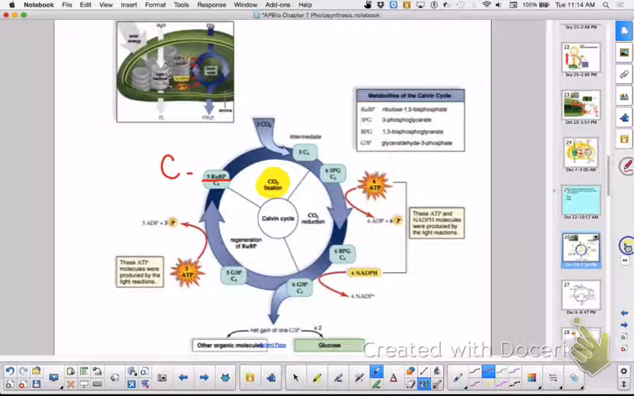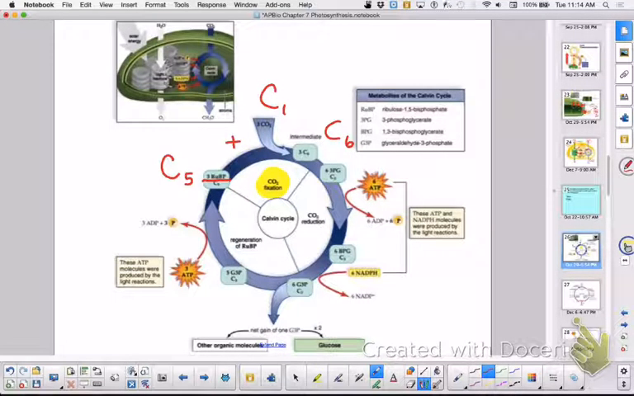You're fixing it, okay? And when you fix it, you're fixing it to something called RuBP. RuBP is a C5 molecule. It has hydrogens and it has oxygens on it, okay? But I'm just following the carbons right now. It is a C5. CO2, how many carbons in CO2? One. Okay? So when you have a C5 plus a C1, what will you get? C6. Okay?